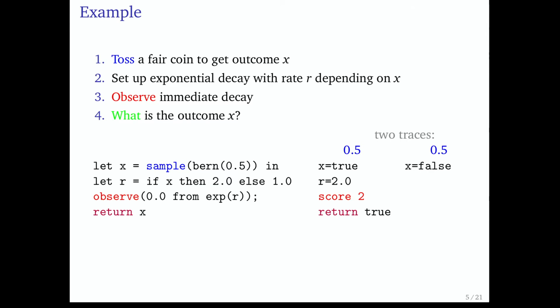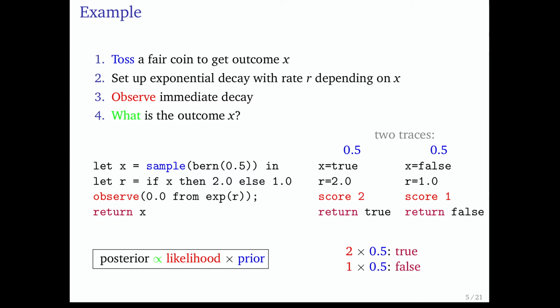Then if we're in this branch of the tree, if x was true, then here I'm going to assign 2 to r. Let me get back to score in a minute. I'm going to return true in the end. If it comes up false, I'm going to assign rate 1, and I'm going to return false. But in a sense, this trace has twice as much weight as this one, and that's what the score is supposed to say. We're going to accumulate the score when we do the execution.